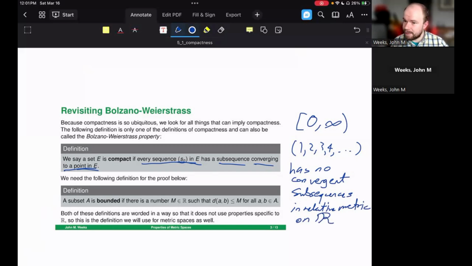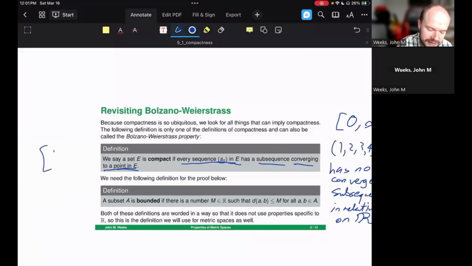So this is an example of a closed set that is not compact. This is not a compact set because I have found a sequence that any subsequence that I might choose cannot converge. It certainly is not even Cauchy. But of course, anything that is not closed also cannot satisfy this condition.